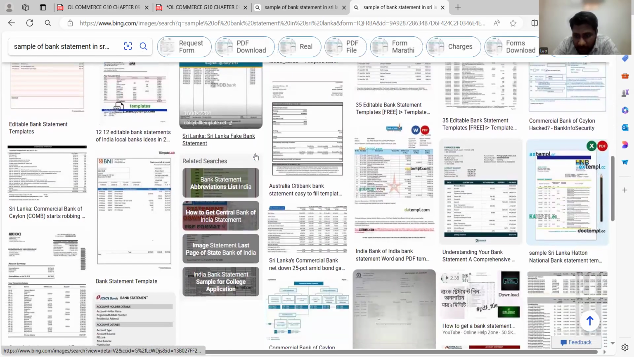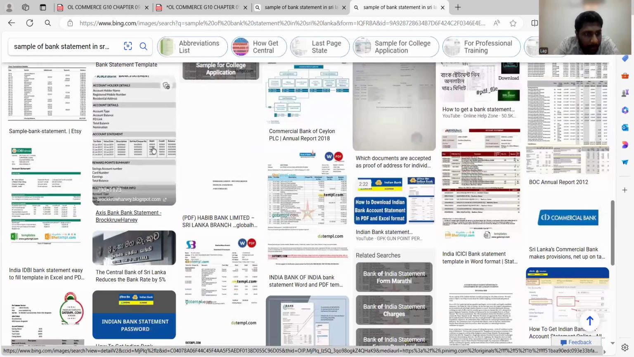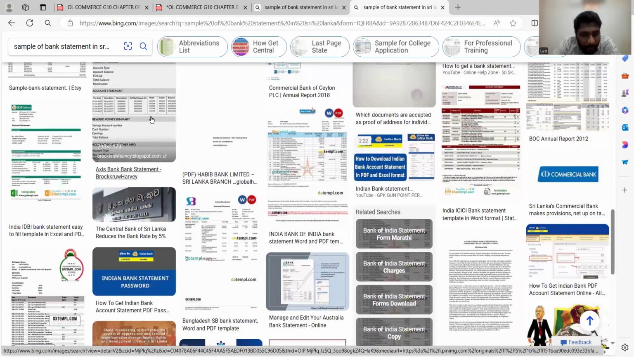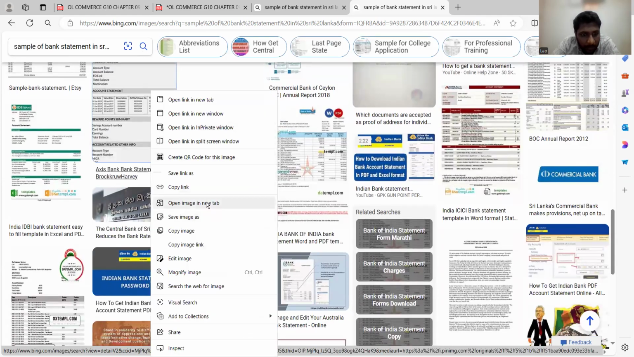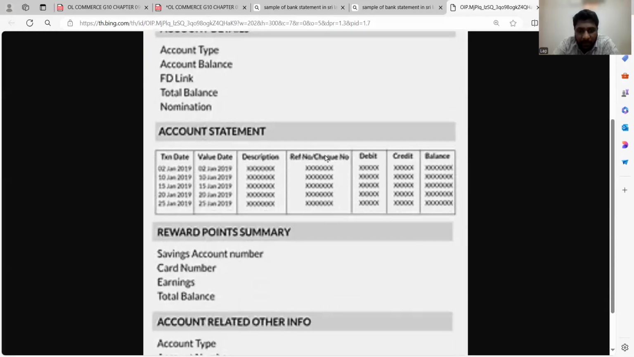The pictures are very small. Okay, I'll just show this one, people.